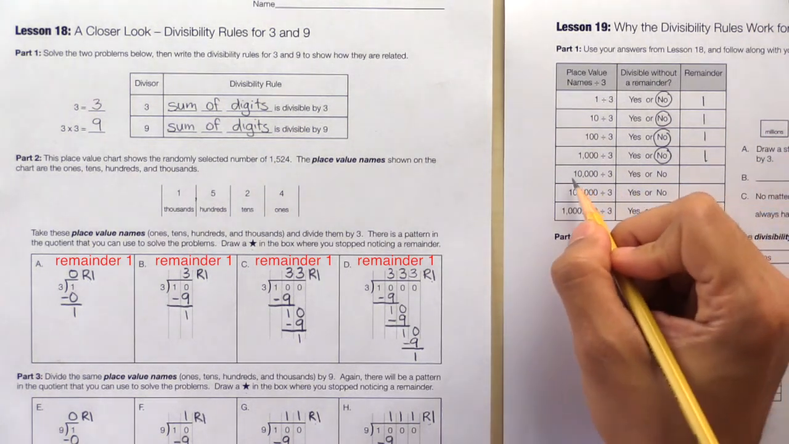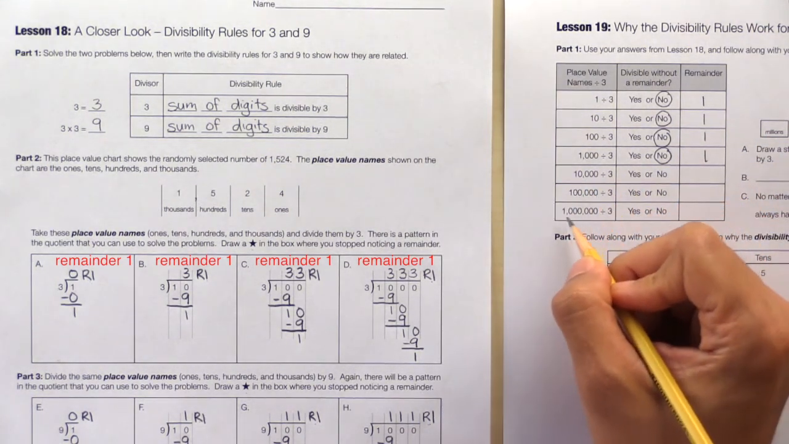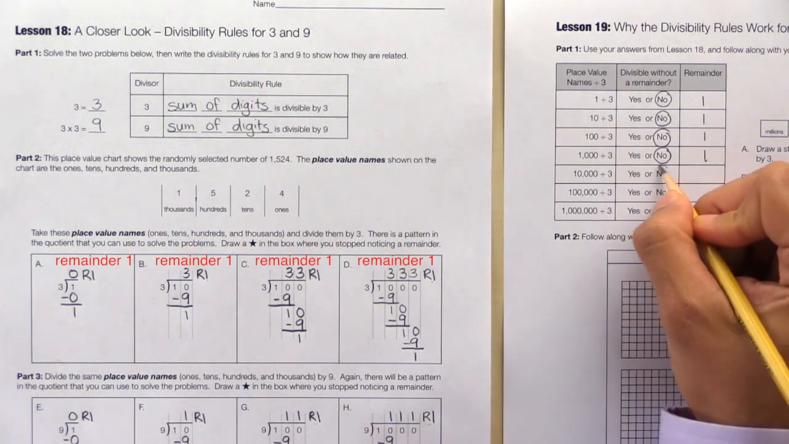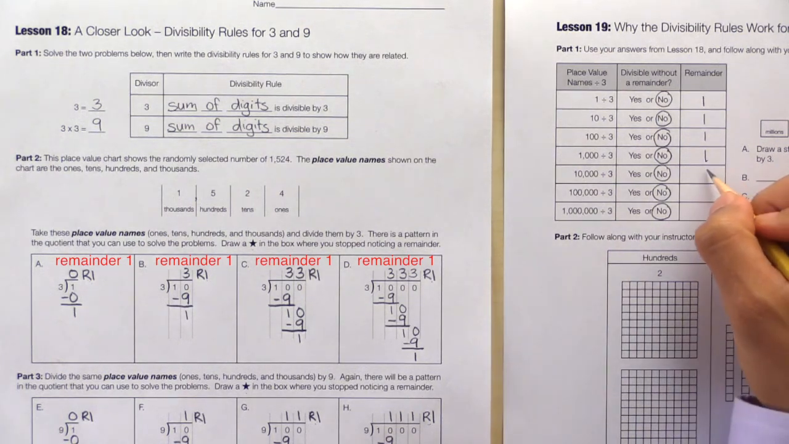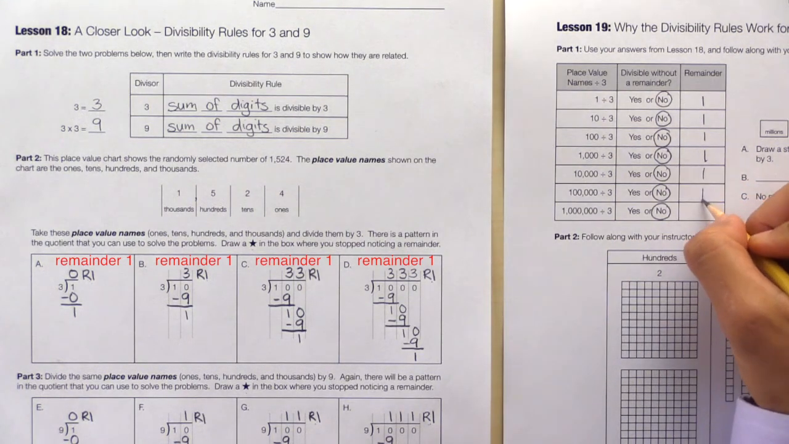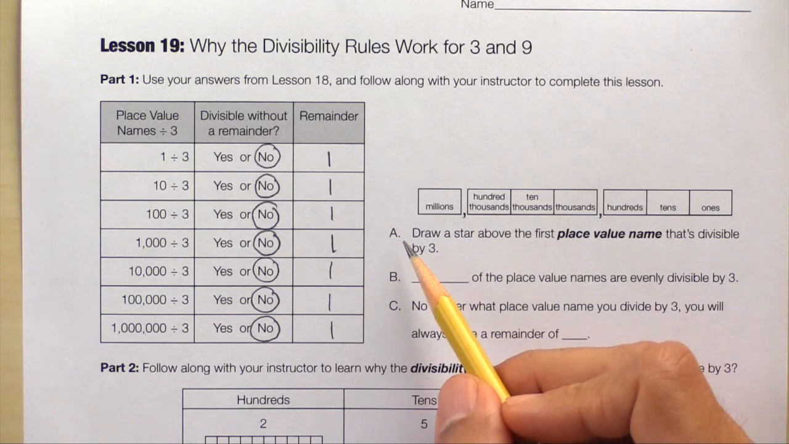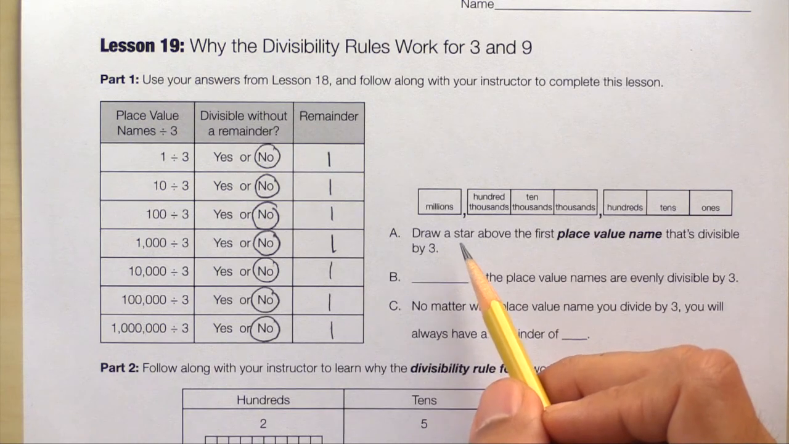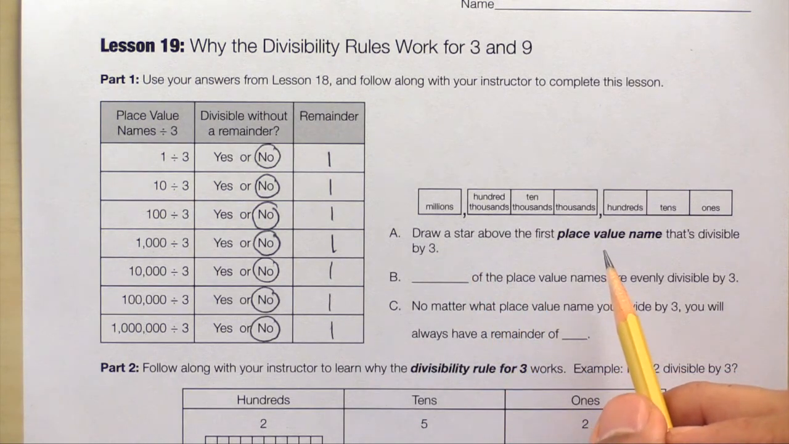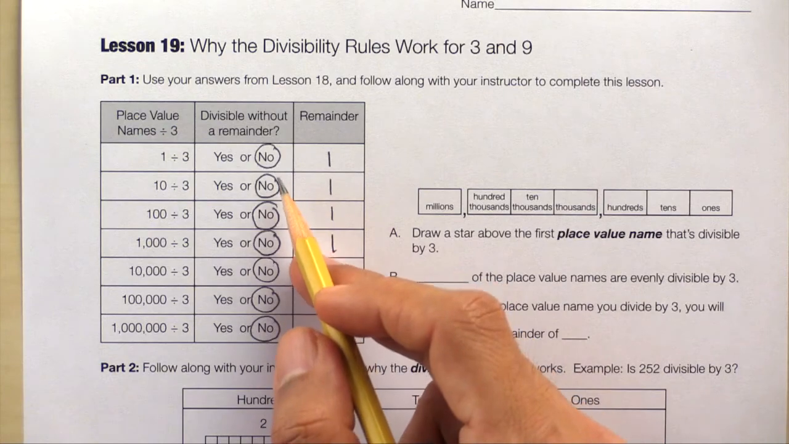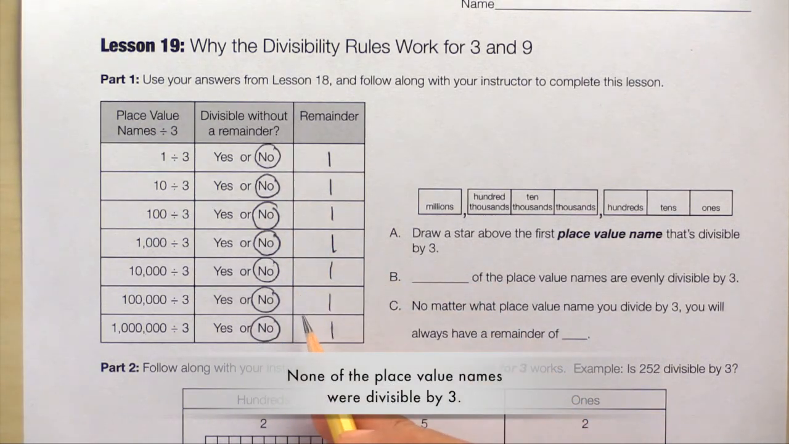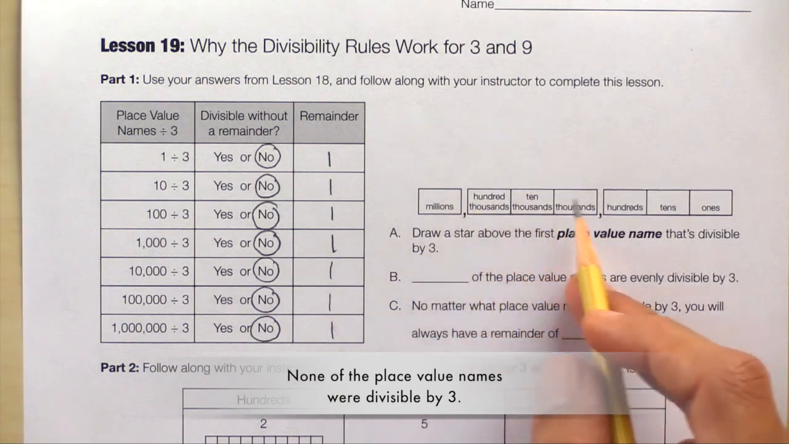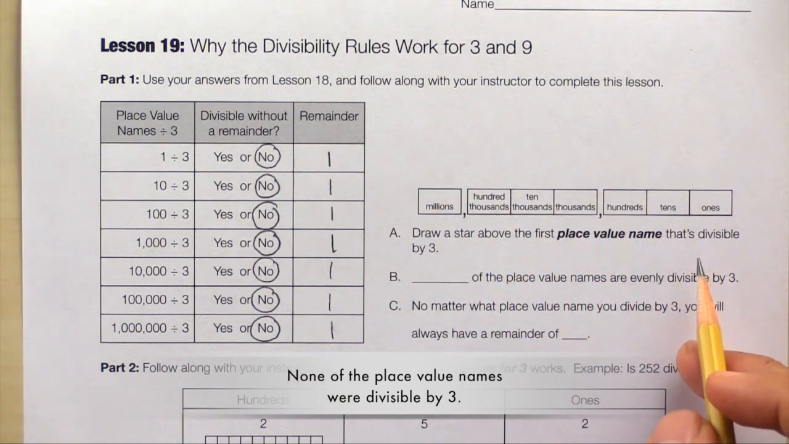And guess what? 10,000, 100,000, and 1,000,000 will not be divisible by 3, and they will all have a remainder of 1. Let's take a look at the statements on the right-hand side. Letter A, draw a star above the first place value name that's divisible by 3. And as you can see here, we don't have any yeses. None of the place value names were divisible by 3. So we don't draw a star above any of the place value names.